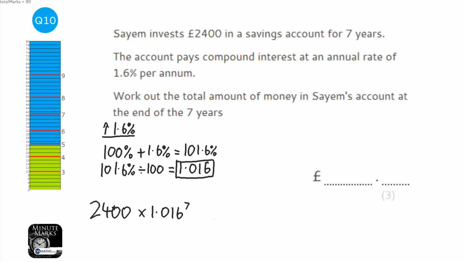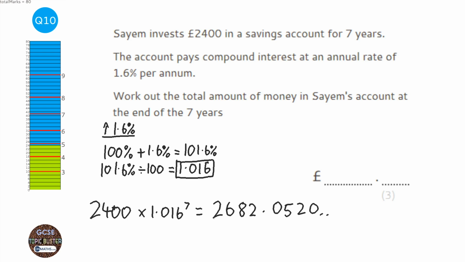So 2,400 on the calculator times 1.016, and then I put my power button and I type in 7, and I get the answer 2,682.0520 blah blah blah. Okay, so because it's a money question, it can only have 2 decimal places, so 2682.05.